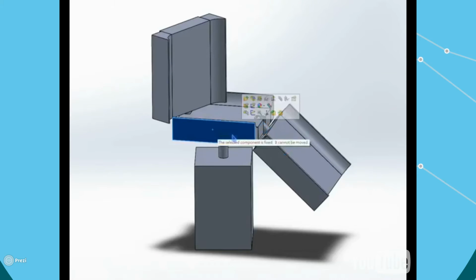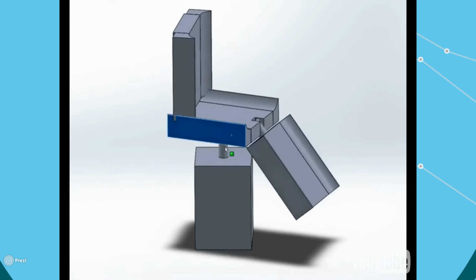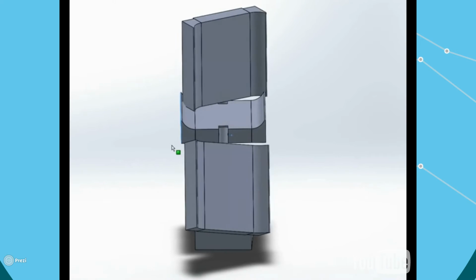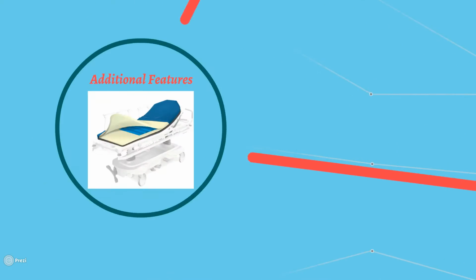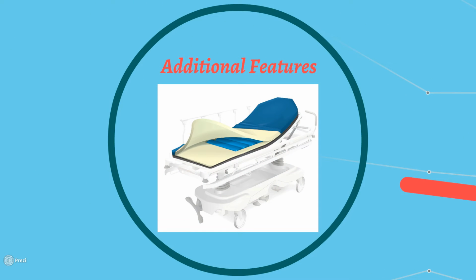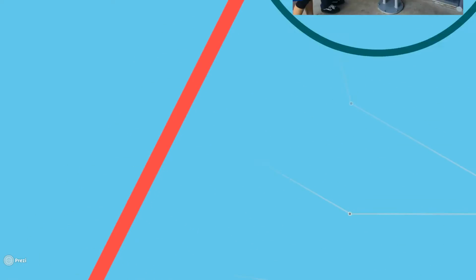Features not shown would be the medical-grade mattresses, side rails for additional safety, and the computer interface itself to allow the user to interact with the device. The following is what the device would look like with the mattress and the safety rails included.